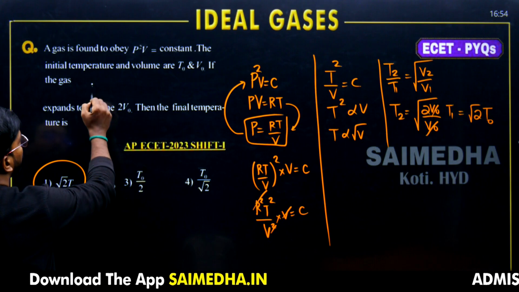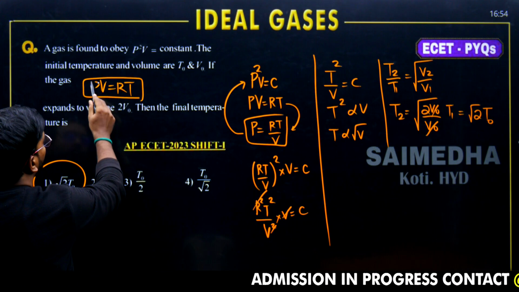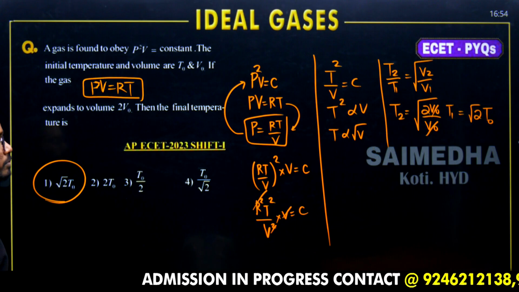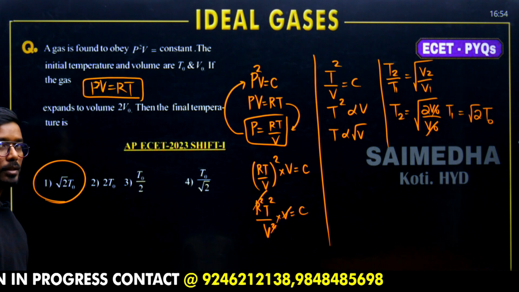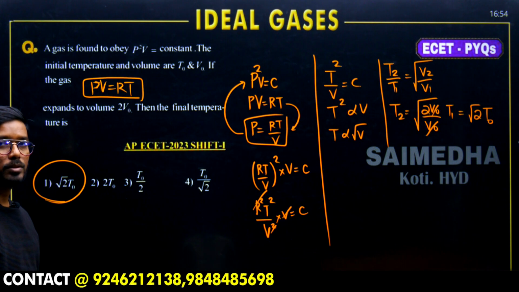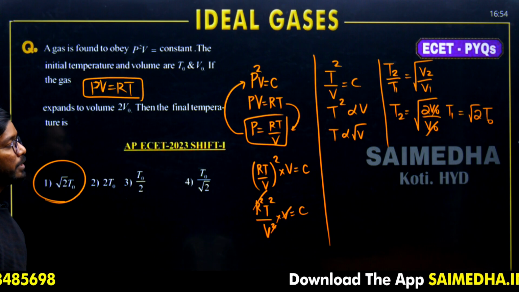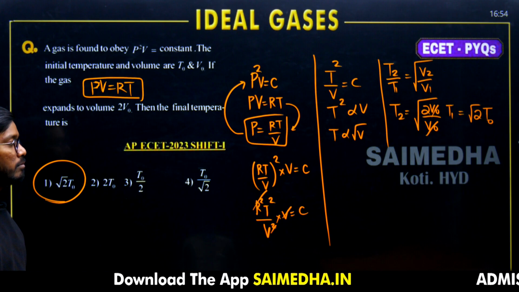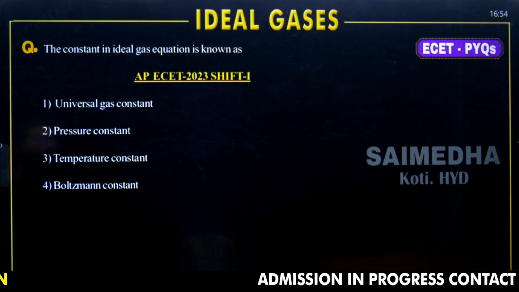Ideal gas equation, PV is equals to RT, we have to memorize. Sometimes it will be mentioned, sometimes it will not. Eliminate the extra term, that is pressure, by substituting in the given equation P square V. Once P is eliminated, only temperature and volume are left. Moving on to the next question.